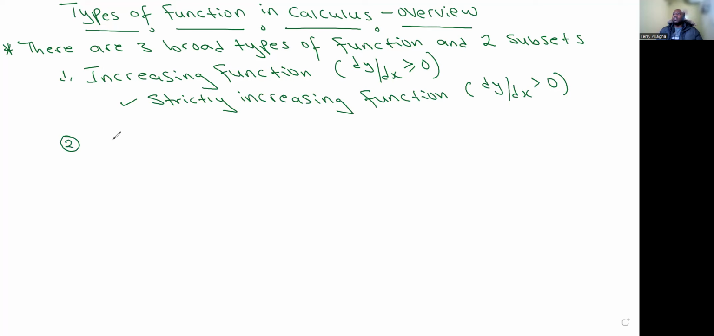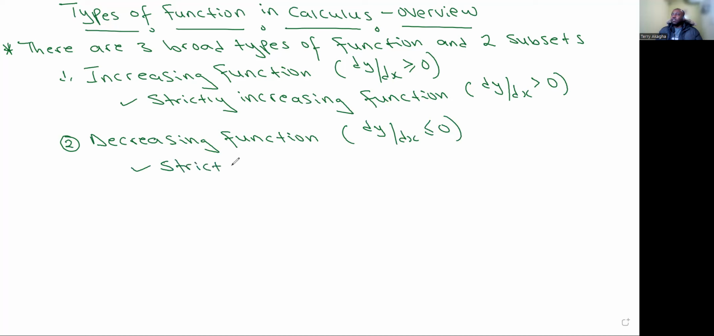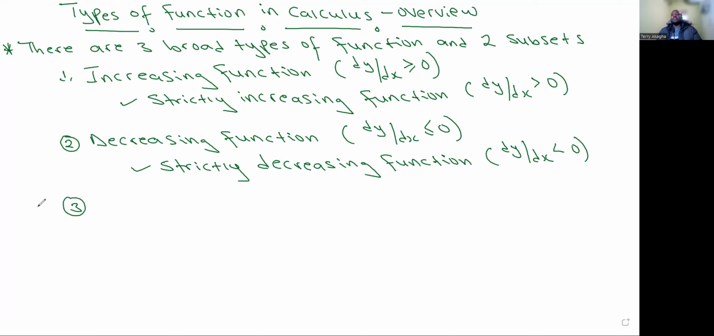Then number 2, the next one we have is what we call the decreasing function. Here, dy over dx is less than or equal to 0. But in some texts, you will see what we call strictly decreasing function. This is the second subset. In this case, dy over dx is going to be less than 0.